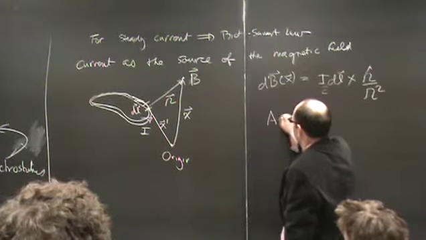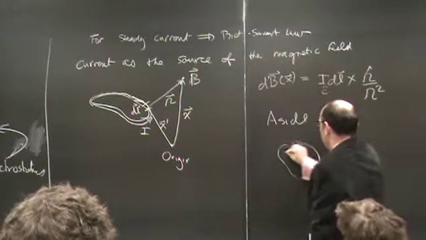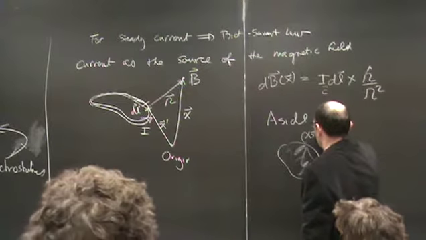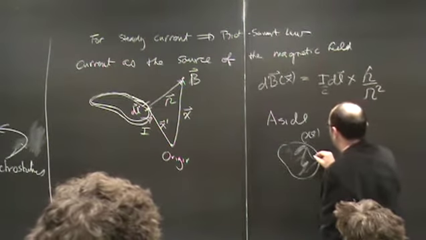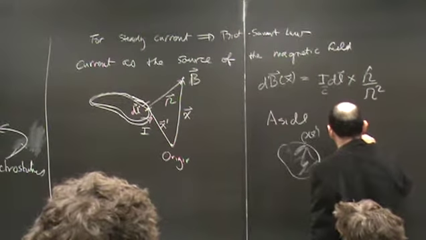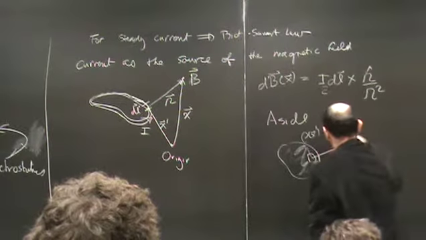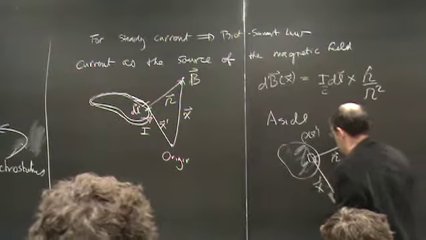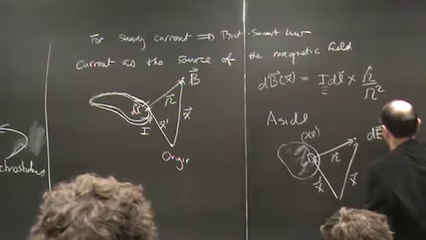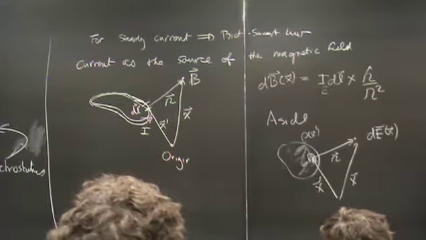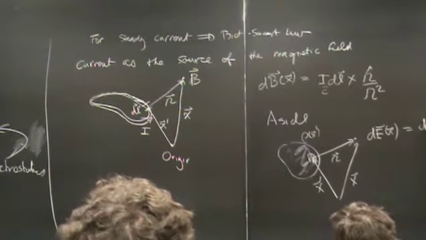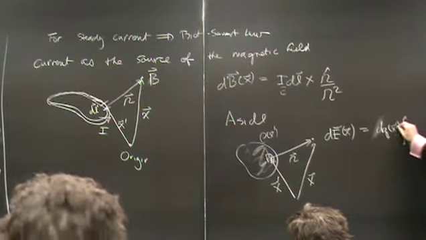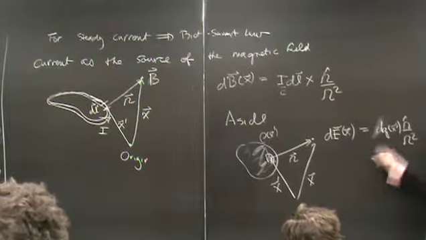Aside. If I had this as a current density, a charge density, and I wanted to ask what is the differential contribution of the electric field at that point due to that little chunk here, what would that be? Well, that would be dq at x prime, r hat over r squared, right? This is Coulomb's law.